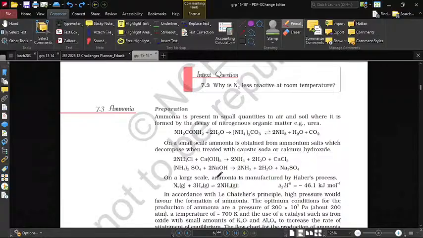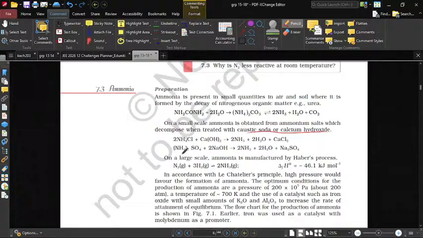Ammonia preparation. Ammonia is present in small quantities in air and soil, where it is formed by decay of nitrogenous organic matter, for example urea. NH2CONH2 plus 2H2O will give (NH4)2CO3, which will change to 2NH3 plus H2O plus CO2. On small scale, ammonia is obtained from ammonium salts, which decompose when treated with caustic soda or calcium hydroxide.